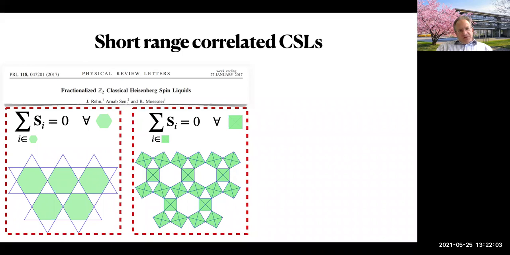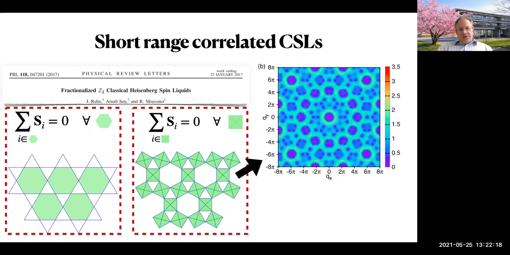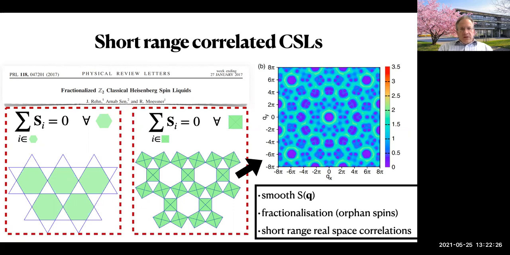Here's the ruby lattice, which has also already appeared in Ruben's talk today. So it turns out if you think about these tetrahedra arranged in a corner sharing way on the kagome lattice, you end up with a spin liquid which has only short range correlations. So in spin space, all correlations are broad. But there is fractionalization in the sense that if you dilute the system, you get fractional spins occurring as effective degrees of freedom. So this is different from a Coulomb phase.